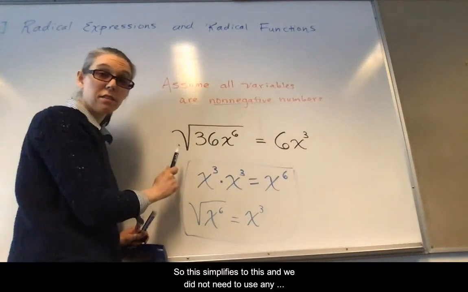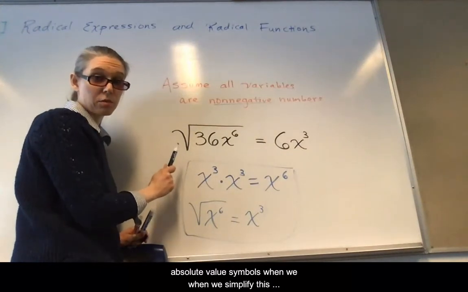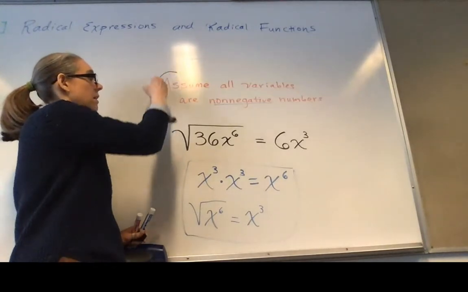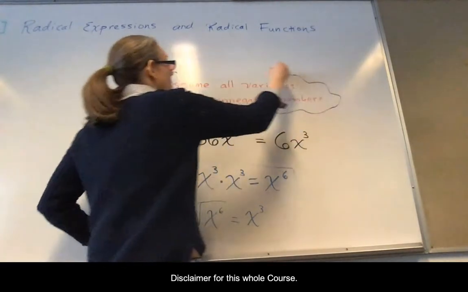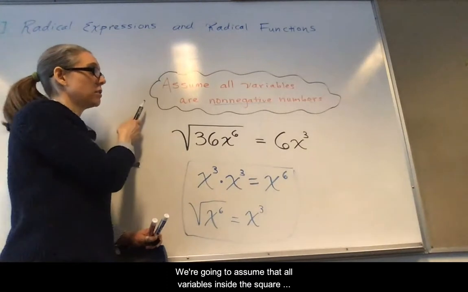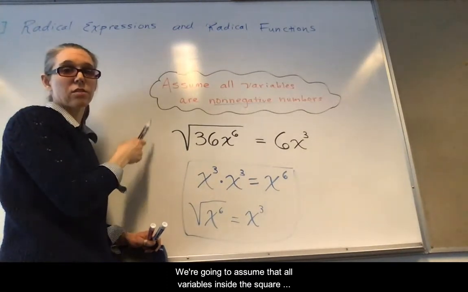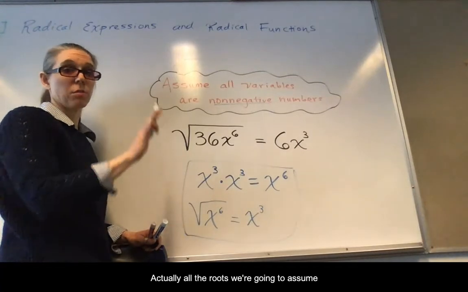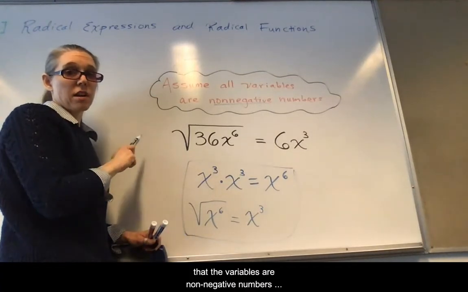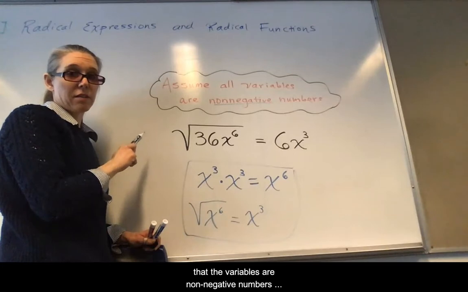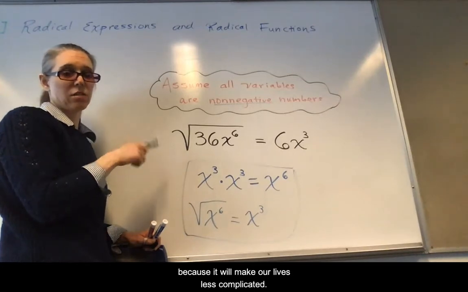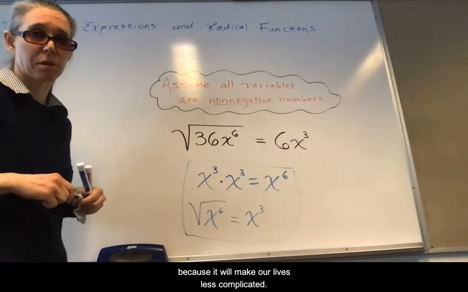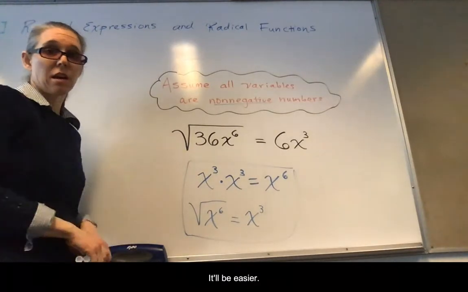And we do not need to use any absolute value symbols when we simplify this, because I'm going to use this nice disclaimer. So for this whole course, we're going to assume that all the variables inside the square roots and the fourth roots and all that, actually all the roots, are non-negative numbers, because it will make our lives less complicated. It will be easier. You may not have this disclaimer in college algebra, but for the sake of intermediate algebra, this is totally fine.